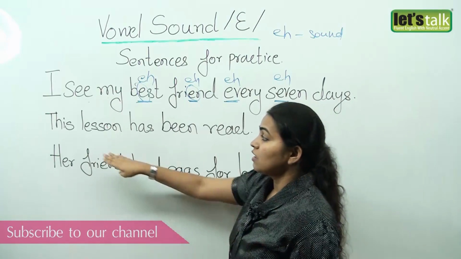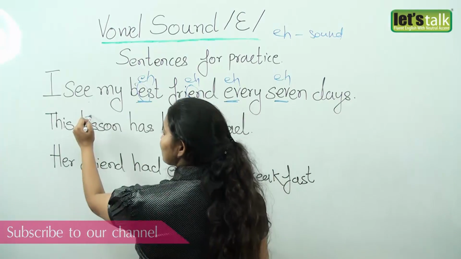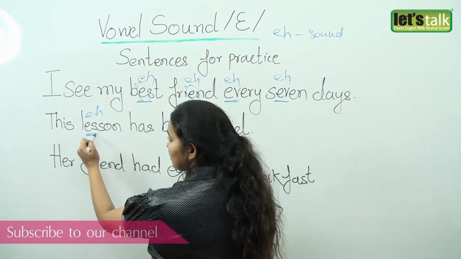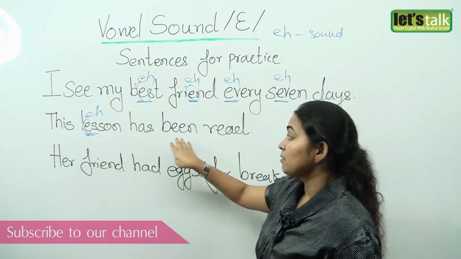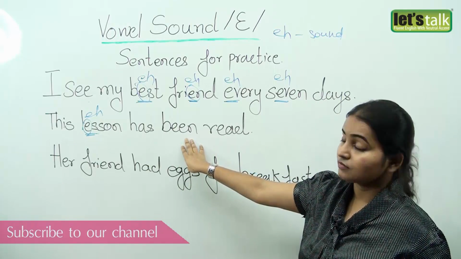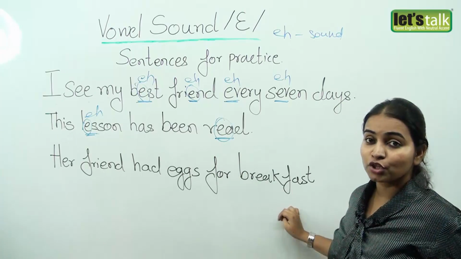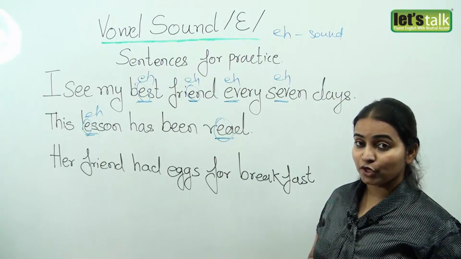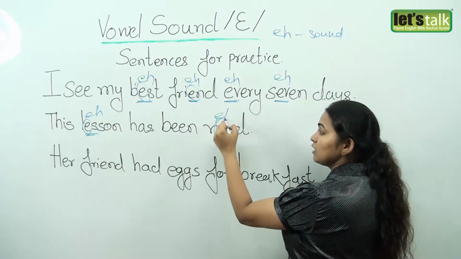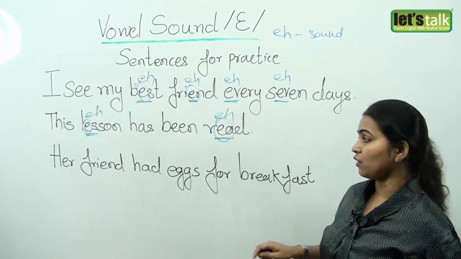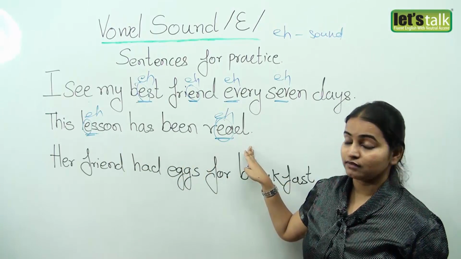Next sentence, "This lesson has been read." The eh sound is given by the e in the word "lesson." "Read," the ea, as we all know from the common spelling patterns, gives me also the eh sound. So this lesson has been read.